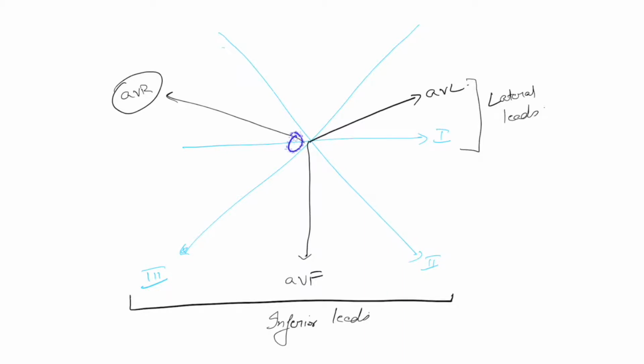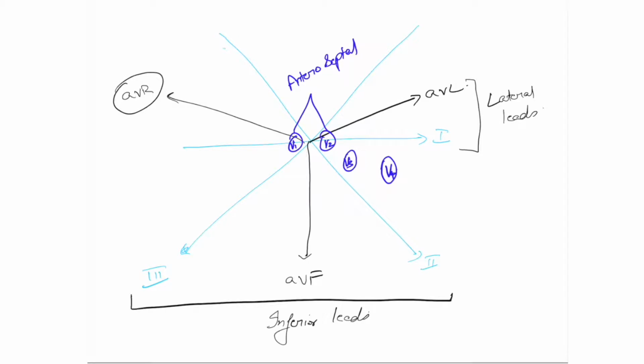So you also have V1 and V2, the first two precordial leads, and these give you an excellent look from the front of the heart. So these would be anteroseptal leads. So V1 and V2 are the anteroseptal leads. Then you have V3 and V4, which give you a very good look at the anterior part of the heart, and these would be anteroapical leads.